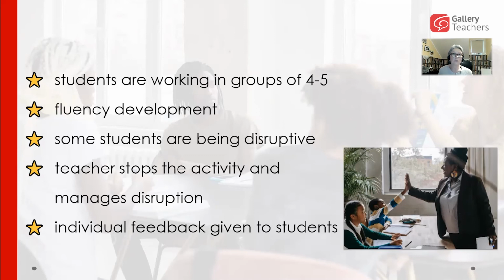So this is a group of teenagers. They are doing group work, working on fluency development, and in the course of the activity some students become disruptive, so the teacher stops the activity and manages the disruption. And afterwards, individual feedback is given to students. Now, when giving this individual feedback, the teacher may fall into the trap of a drama triangle and may take on any one of these three roles.